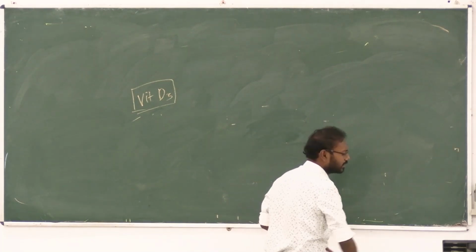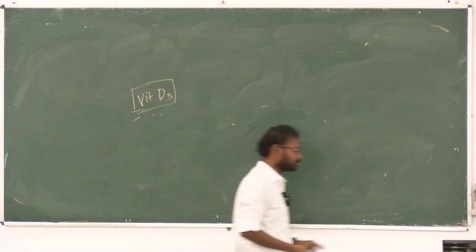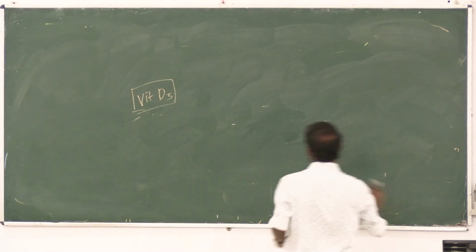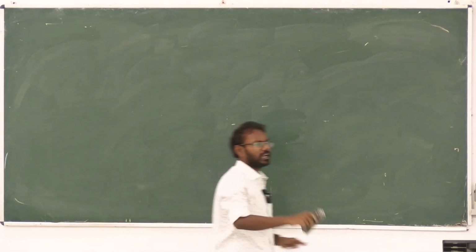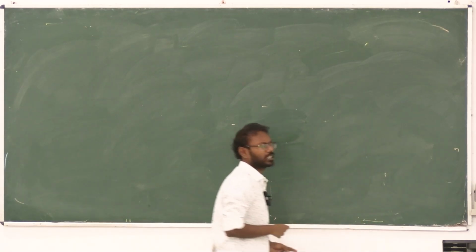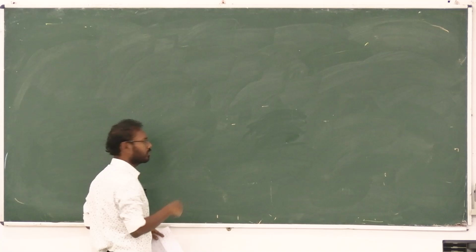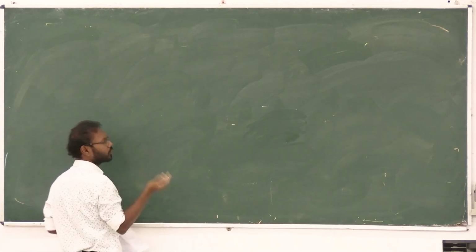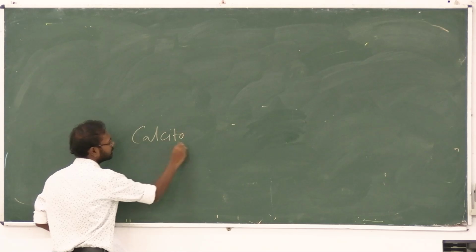Now vitamin D is done. Now we will move on to what? Calcitonin. Okay, calcitonin, if you remember, last day I also talked about another substance, that was phosphatonin. Tonin means it helps to decrease. So phosphatonin was decreasing phosphate. Calcitonin will decrease what? Calcium.